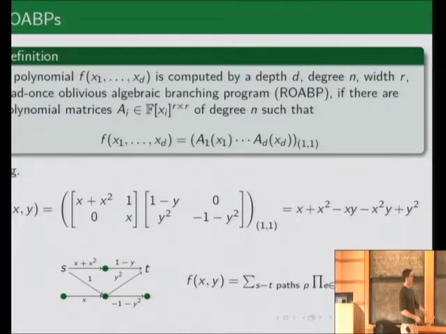So you can think of this as a non-commutative model because you're always multiplying in the same order. But you can also think of this as a commutative model, right? Because you know, there's no need to ever reorder any of the multiplications.